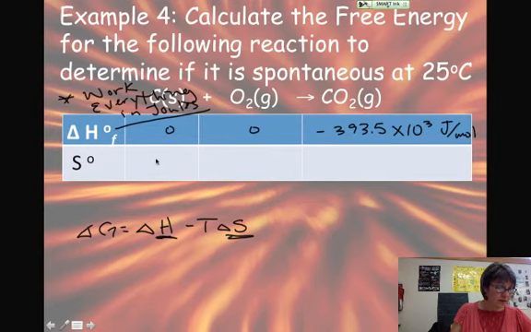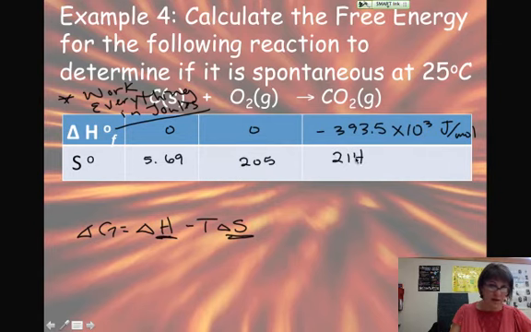And so my delta S values for solid carbon, I think this is the one for graphite, not for diamond. You can verify that in your book. And then 214 for CO2, and that's in joules per Kelvin mole.